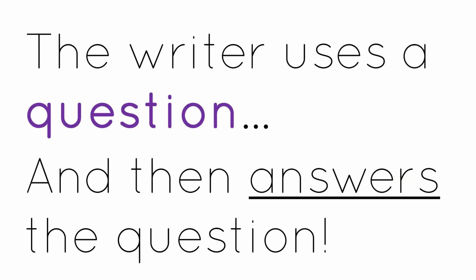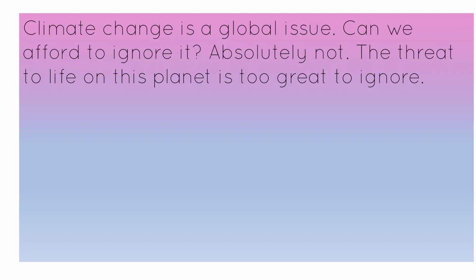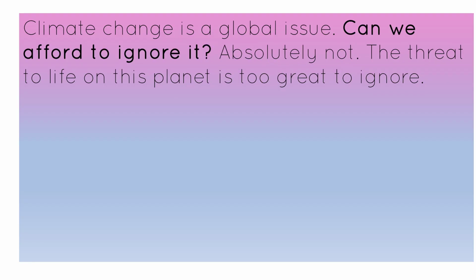The writer uses a question and then, crucially, answers the question themselves. So he or she answers the question. Look at this short passage. Climate change is a global issue. Can we afford to ignore it? Absolutely not. The threat to life on this planet is too great to ignore. So here's our question. If we were scanning through for our question mark, we would have seen it there after the word it. And you might jump there to saying the writer uses a rhetorical question.